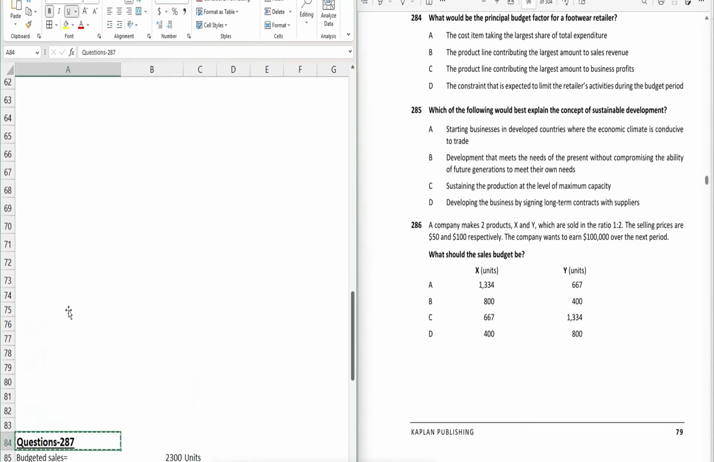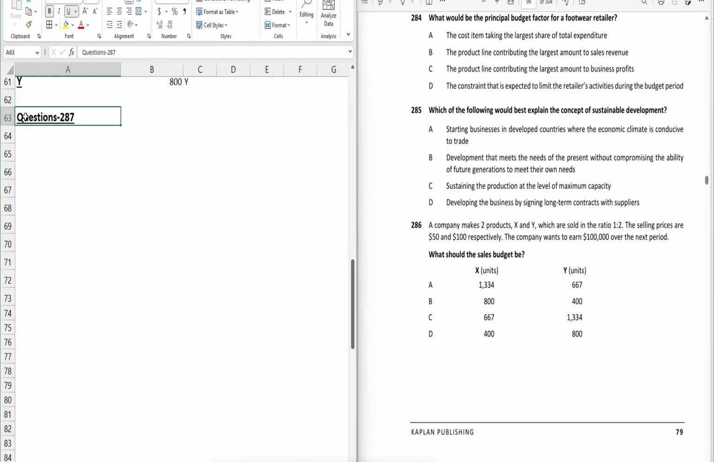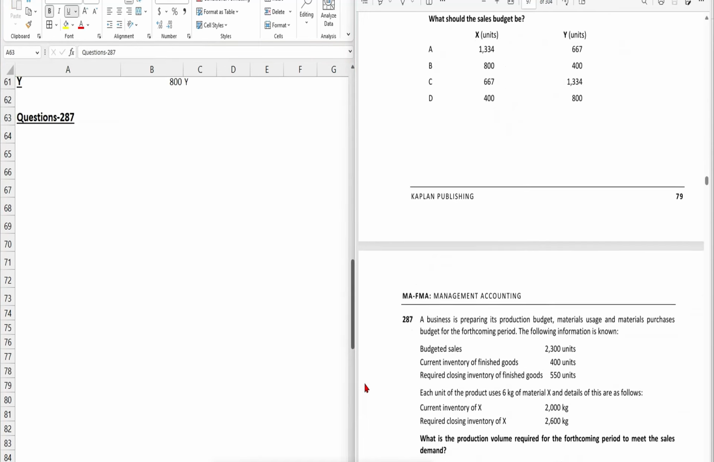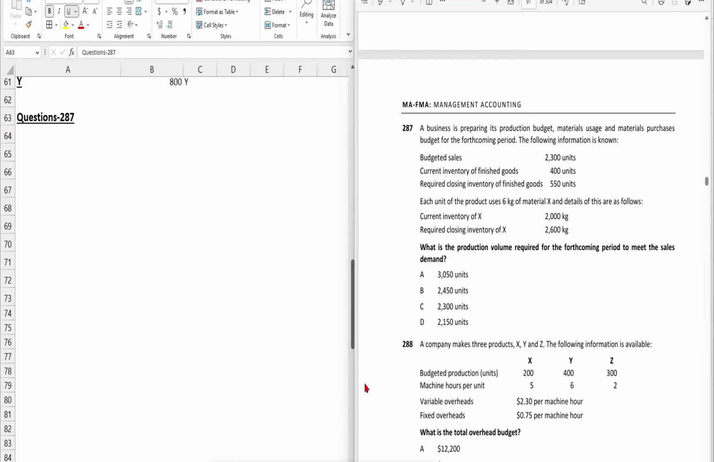So now let's move to question number 287. A business is preparing its production budget, material usage, and material purchase budget for the forthcoming period. The following information is known: the budgeted sales, the current inventory of finished goods, the required closing inventory of finished goods, and each unit of product uses 6 kg of material X. Details of this are as follows. The question simply asks what is the production volume required for the forthcoming period to meet the sales demand.